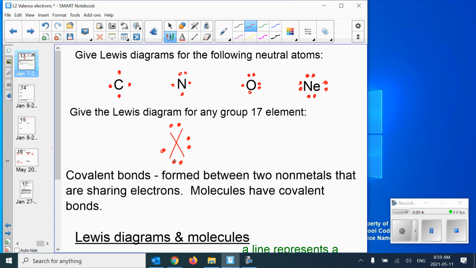Now, give yourself a moment. Pause the video, copy out this covalent bonds. Okay, I'm assuming you've started the video because you have this. I'll read through it. Covalent bonds are formed between 2 nonmetals that are sharing electrons. Molecules have covalent bonds. Molecules are compounds made up of non-metals. Typically in our class, by the way, if you have a metal and a non-metal, that'll be an ionic compound, a different type of bond. So covalent bonding can cooperate, sharing electrons.